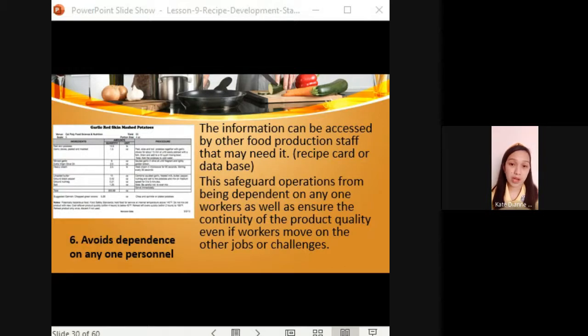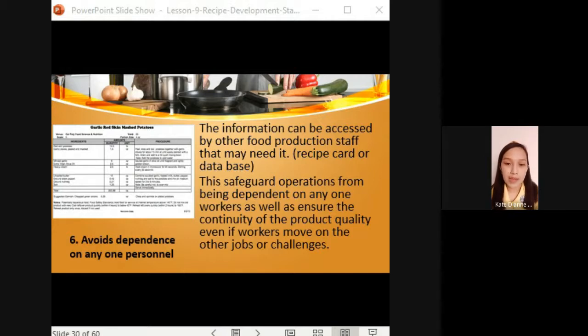So number 6, avoids dependence on any one personnel. The information can be accessed by other food production staff that may need it. Or this may be recipe card or database. So this safeguards operation from being dependent on any one worker as well as ensures the continuity of the product quality even if workers move on to other jobs or challenges. Having standardized recipe, this avoids dependence on any one personnel.